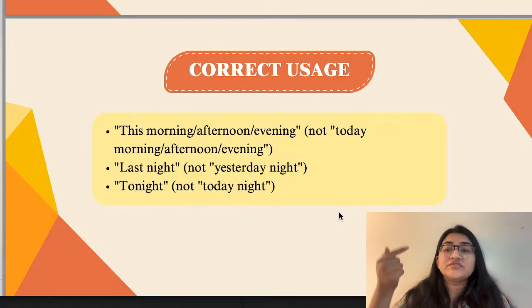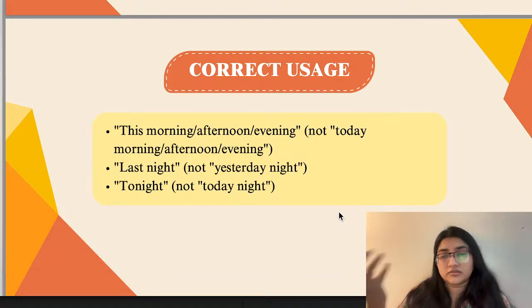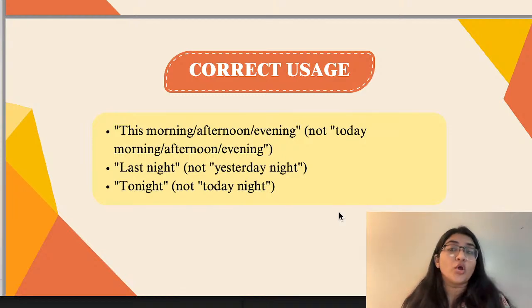Why? Because the day isn't finished yet. You're talking about a morning which is of the present day. Therefore, you will use this or that. Not that, but specifically this for today's morning. So instead of saying today morning, you will say this morning because the day isn't finished yet. You're talking about the present day. Similarly, last night for yesterday night. And for today's night, of course, you're supposed to use tonight. So it is pronounced as tonight. Last night, this morning, this afternoon, this evening. This is how you're supposed to say it.